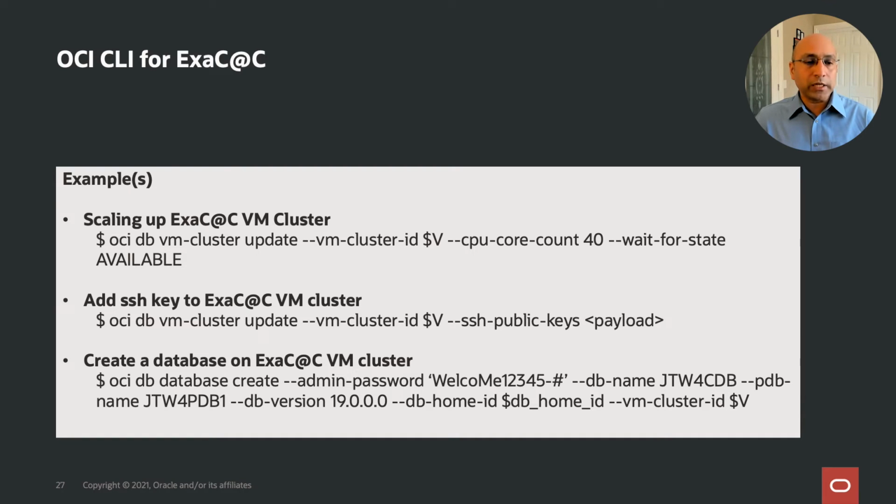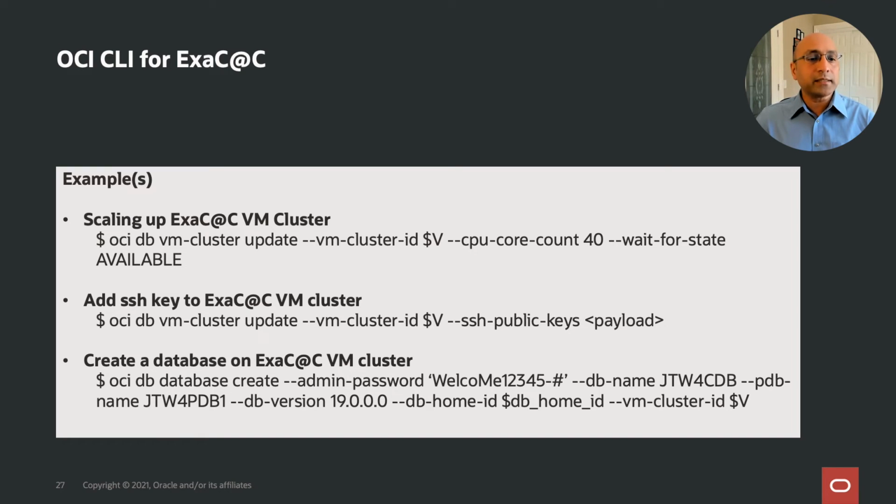And so you can essentially use this command called OCI db VM cluster update. Again, it will take in the VM cluster OCID, as well as you are now specifying the CPU core count, and say you want to increase the OCPUs by 40. And you're giving this another argument, wait for state available. So what is happening is this command will wait until the scaling operation completes and the VM cluster lifecycle state returns to available.